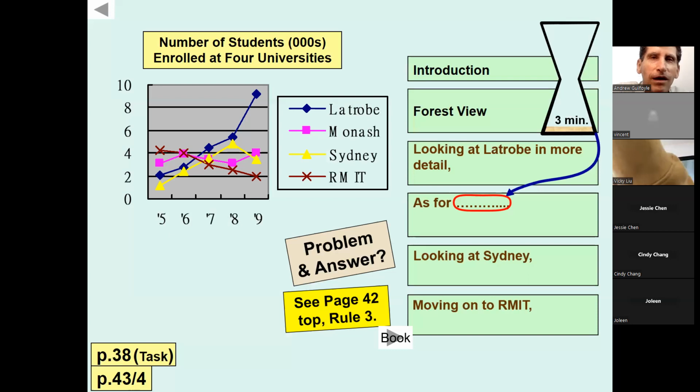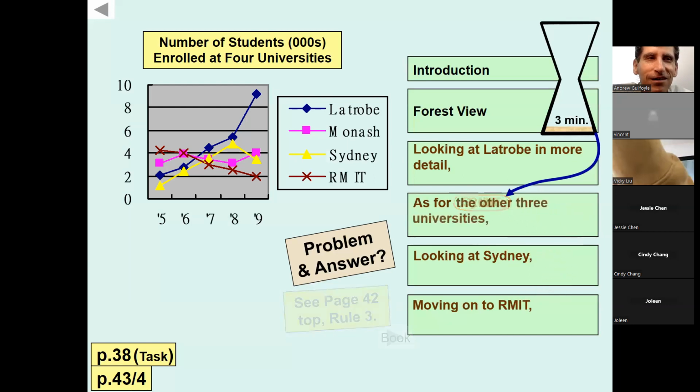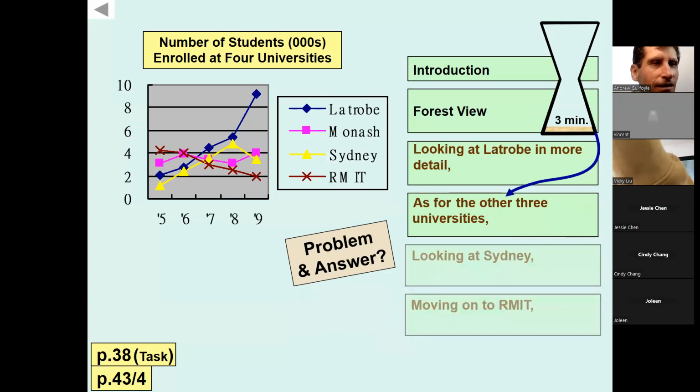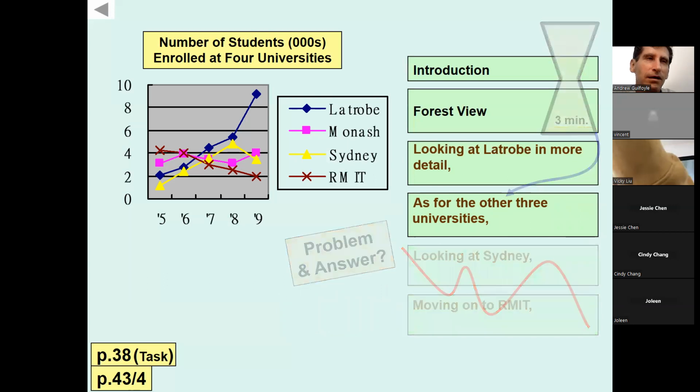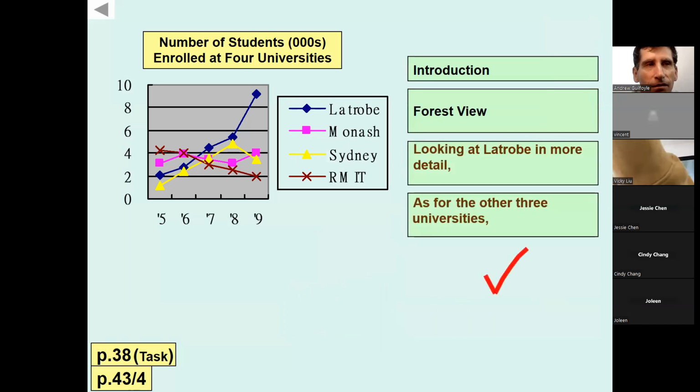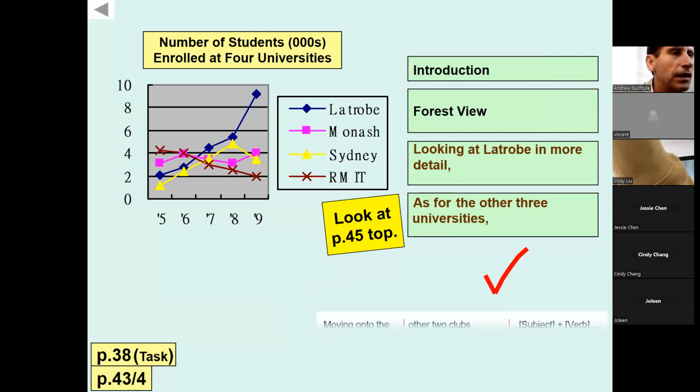As for... Yes, yes. Can I say the other 3 lines? Excellent, Vicky. That's what I like about you, Vicky. You're a thinker and you're a participator, and they're connected. You participate, and that's why you think better. We don't need these. In fact, what's wrong with that? That's fine. Look at page 45 top, everyone. And I can show you here.